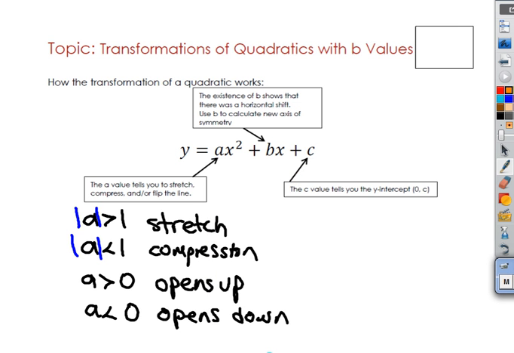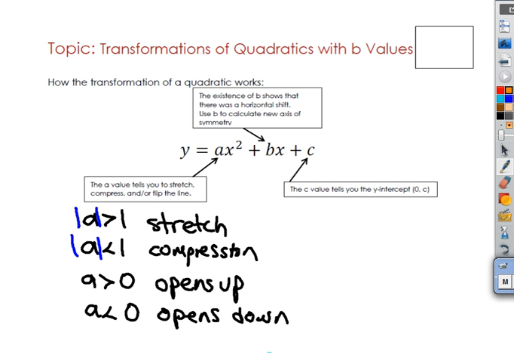Hello everyone. Today we will look into graphing quadratics with the b values. And earlier we've learned about graphing quadratics with a and c, and then we learned about the roles of a. Let's review that quickly as well.